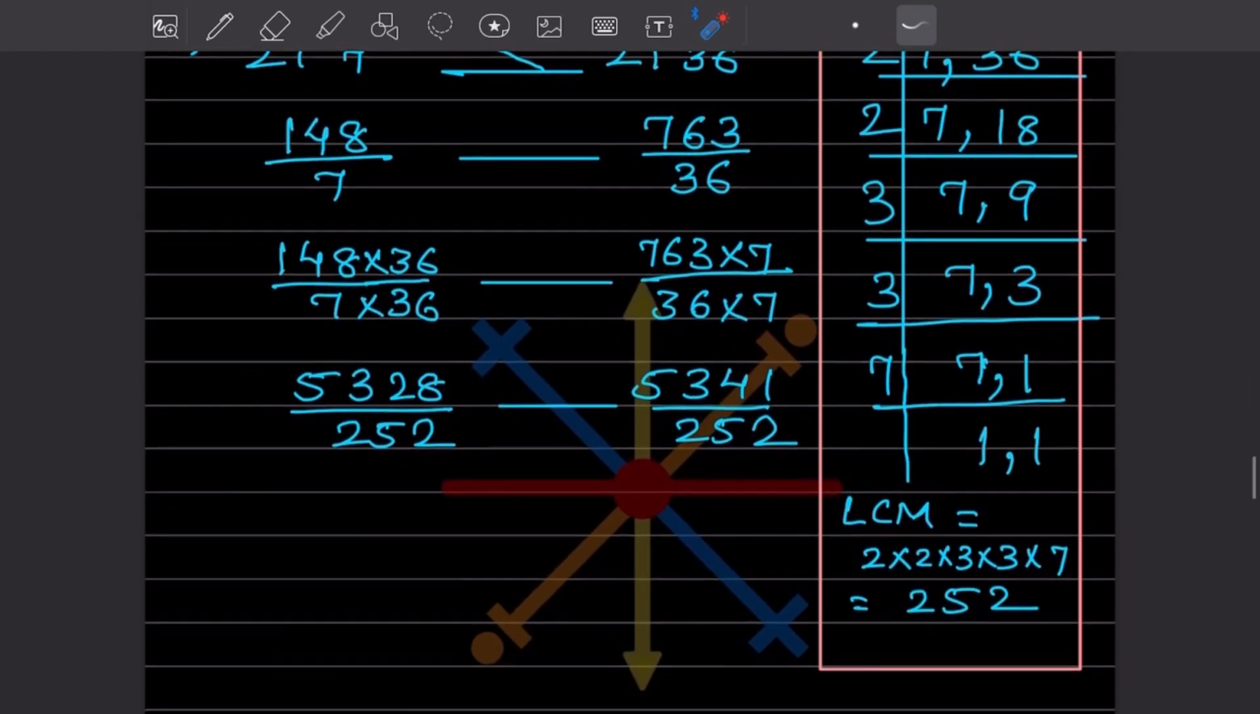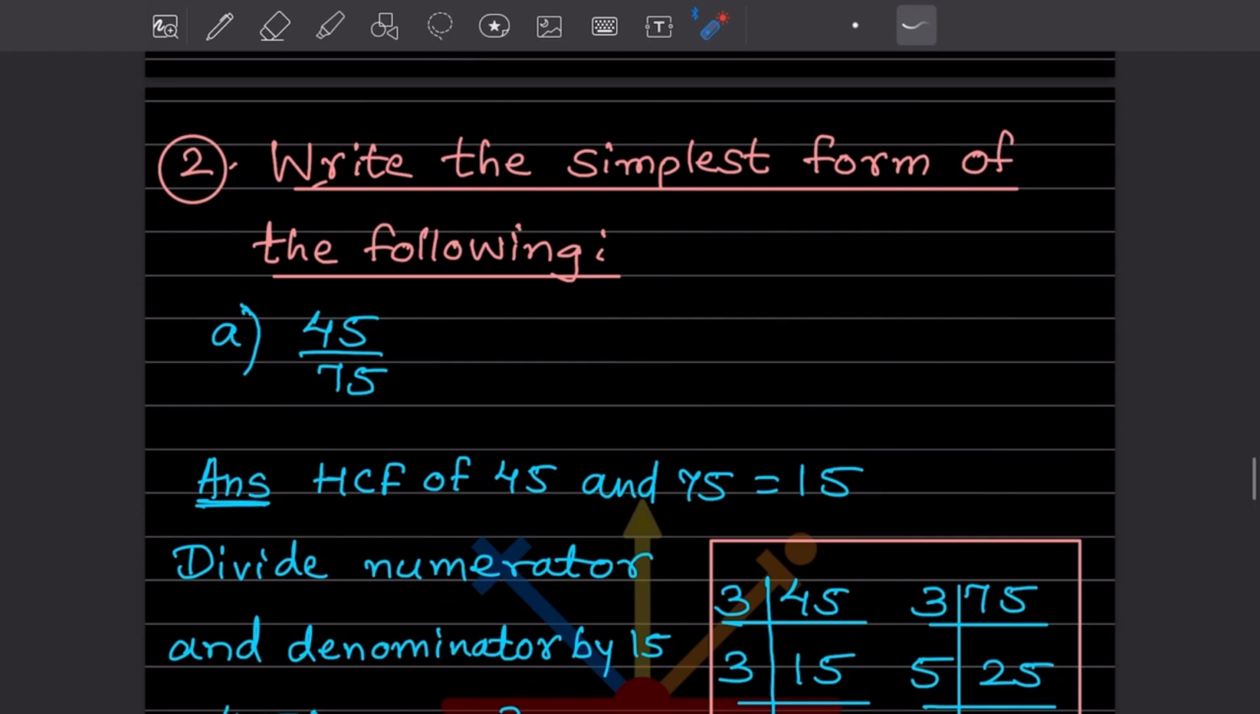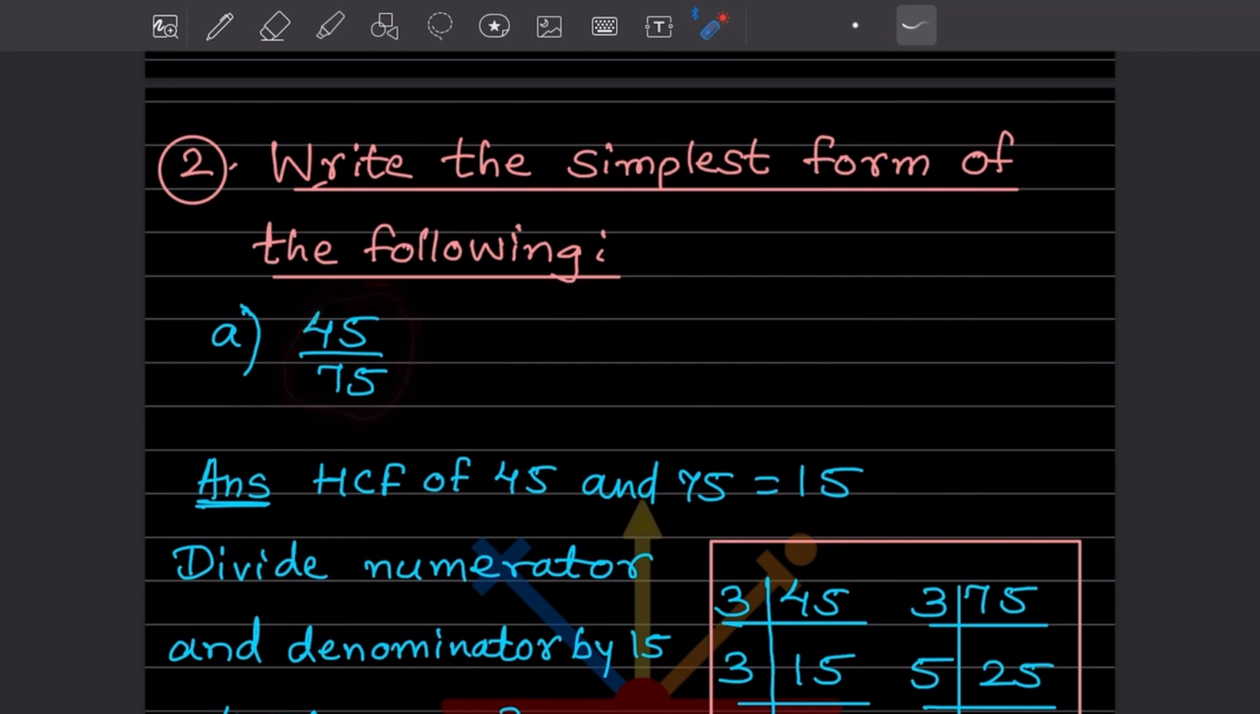Anyways, now see here, they asked, this is one of the important problems here: write the simplest form of the following. Now see, the simplest form of the following, and these are big numbers. So what are we going to do whenever they say the simplest form of the following? It's better to do it with the help of this HCF. So HCF of what will we take?